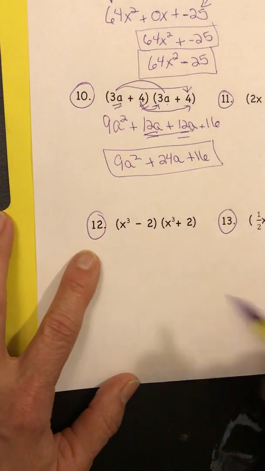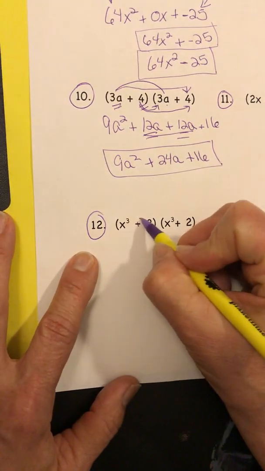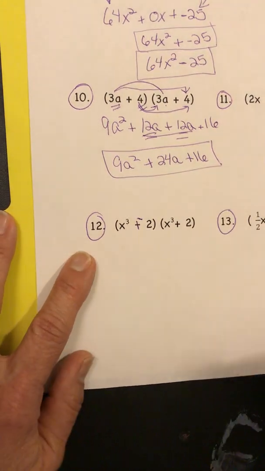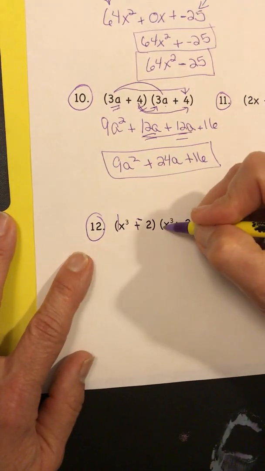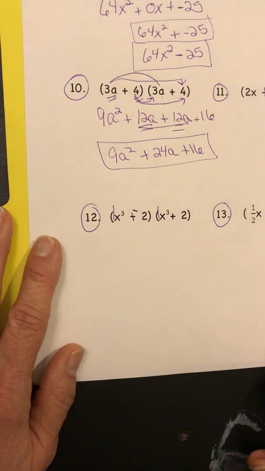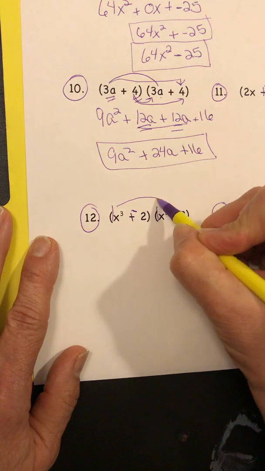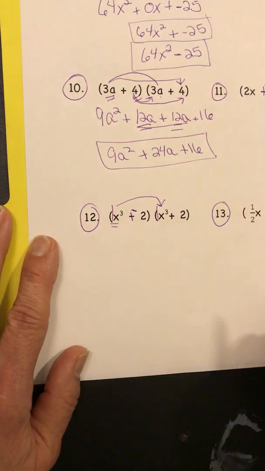Number 12. This one has a higher variable here. I did change it to plus a -2. I'm going to put the ones in. And now let's take a look at it. It says x to the third times x to the third.